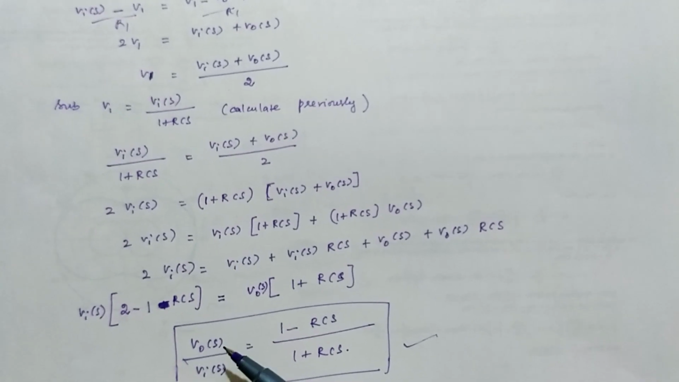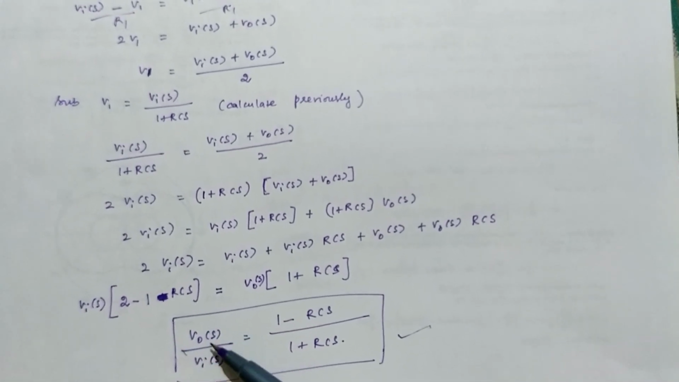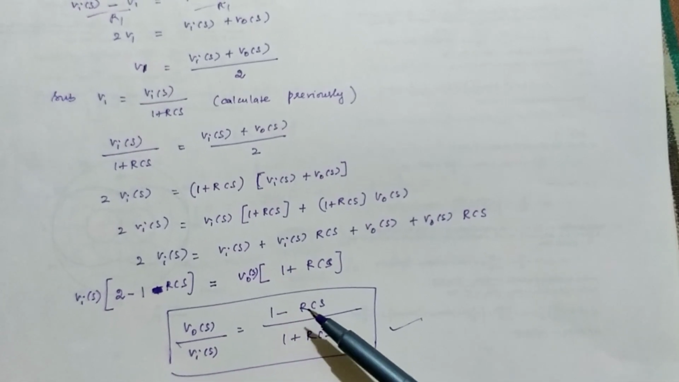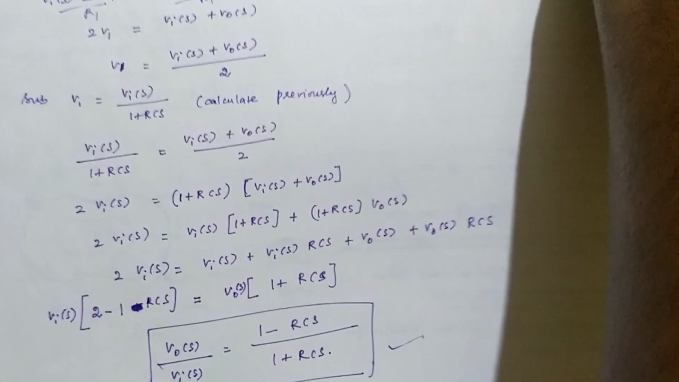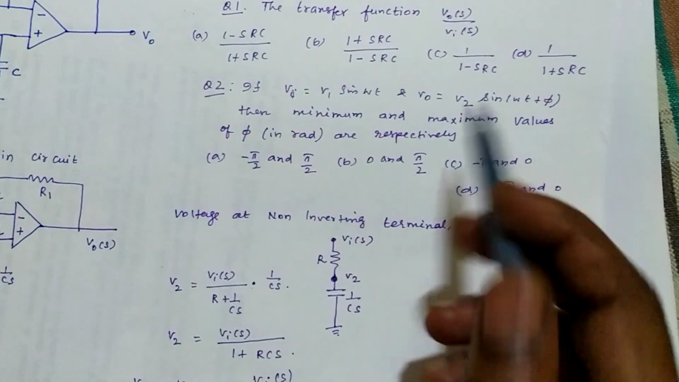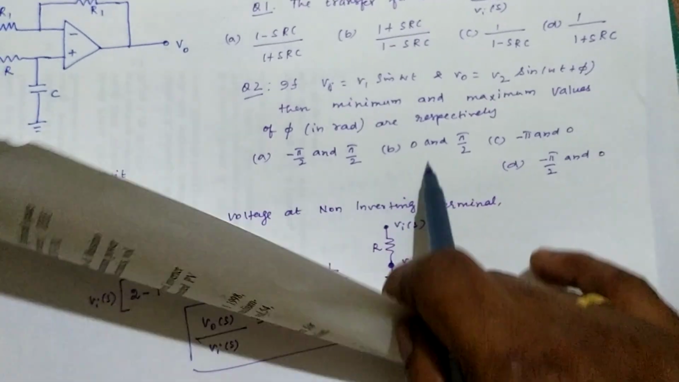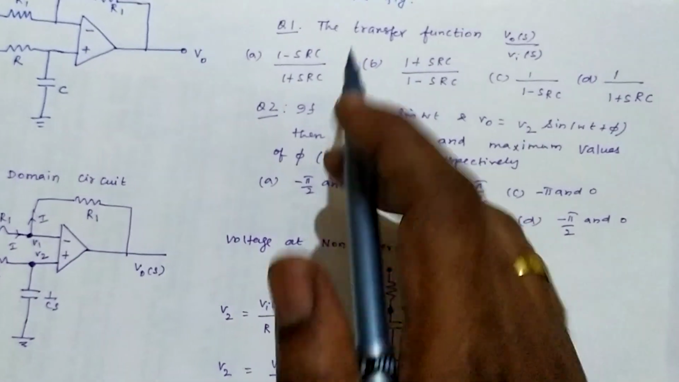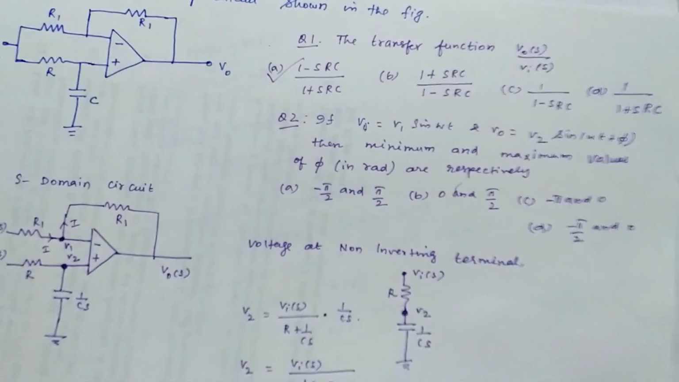We got the answer: output divided by input, that is called the transfer function, is equal to 1 minus RCs divided by 1 plus RCs. So here the choices are given. The answer is 1 minus RCs divided by 1 plus RCs.